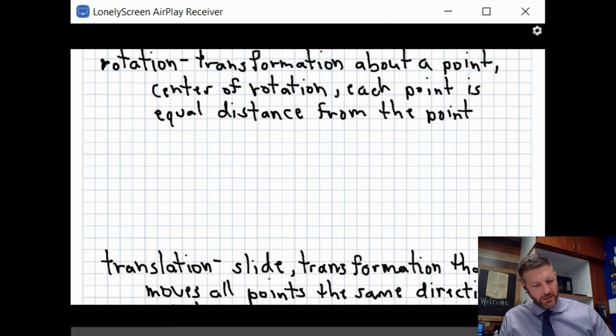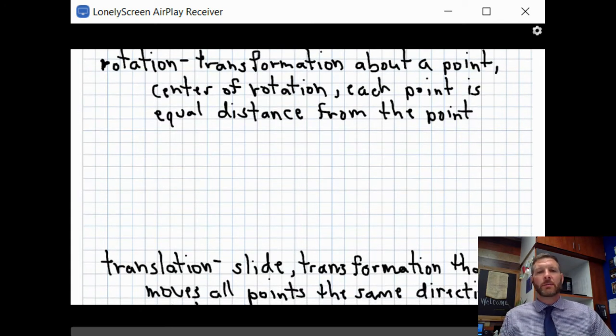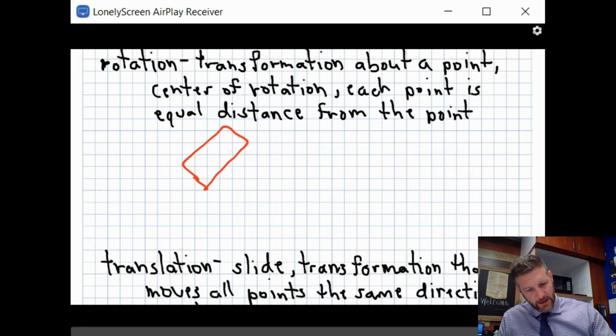Then we can have rotations, and that is a transformation about not a line but a point, which is also known as the center of rotation. Each point is an equal distance from that point. So you could have, similar to what they have here in the book, a nice little rectangle that looks something like that. And then if we have a point here, we can rotate that rectangle, say, to here.